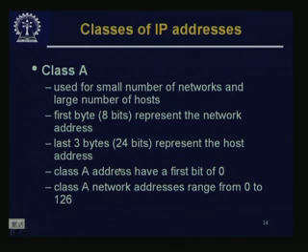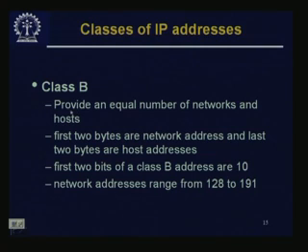Okay. So, class A, now that is obvious, is used for a small number of networks and a large number of hosts, very small number of networks actually. The first byte represents the network address, and the last 3 bytes represent the host address. Class A addresses have a first bit of 0 and class A network addresses range from 0 to 126. 127 is actually reserved for something else.